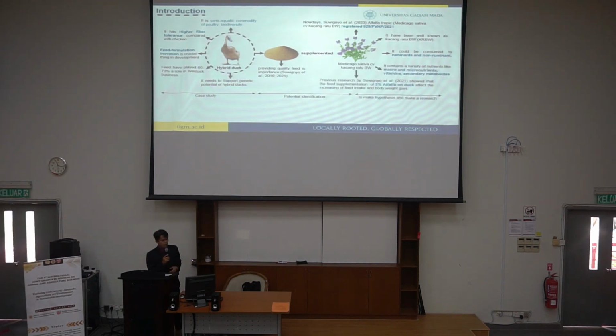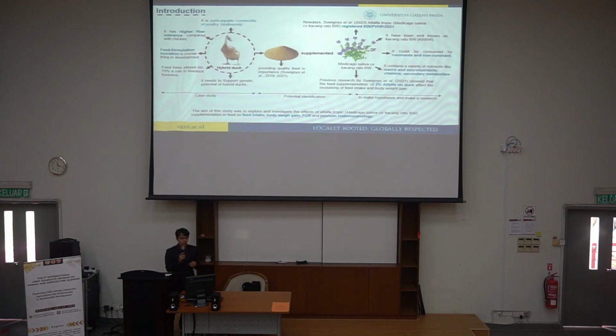Previous research, our lecture in UGM, Suikyo et al. 2021, showed that feed supplementation 3% of alfalfa trophic on done feed, it affects increasing of feed intake and body weight. So the aim of this research is to explore and investigate how the effect of alpha-trophic, especially Kacamata BW, supplementation in feed on feed intake, body weight gain, FCR, and jejunum histology.